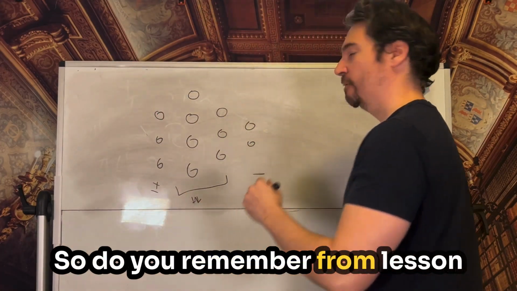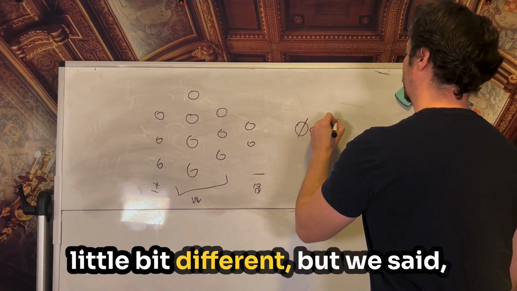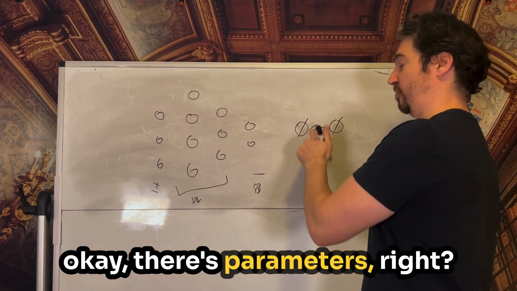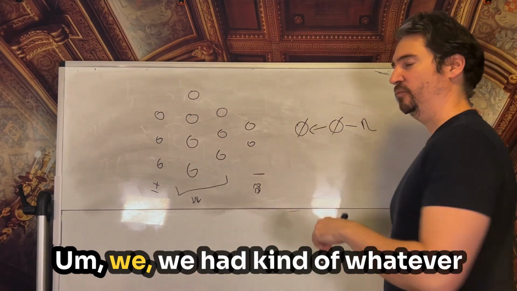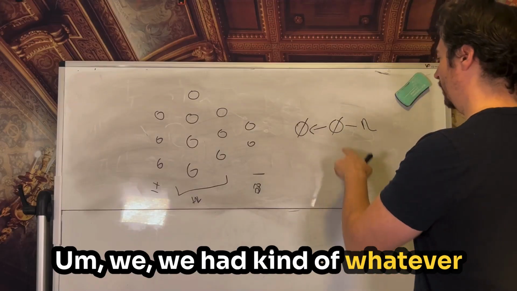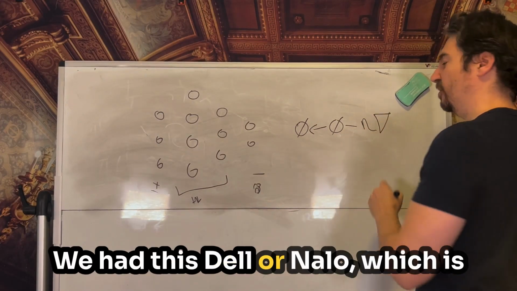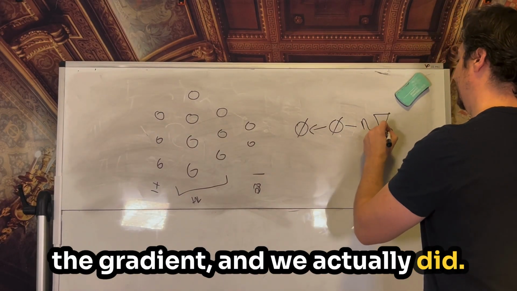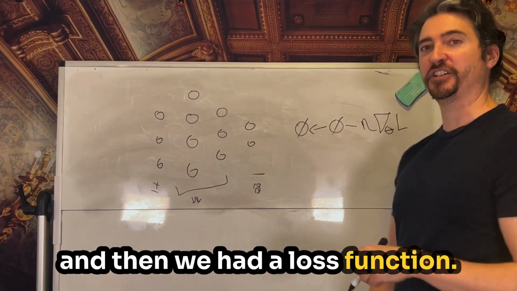So do you remember from lesson 1, we basically had something like this. It's going to look a little bit different, but we said, okay, these parameters, right? We talked about living in the parameter space. We had whatever the parameter is now. We had a step size or a learning rate. We have this del or nabla, which is the gradient, and we actually did chain rule calculus. We saw how all this happened, and then we had a loss function.